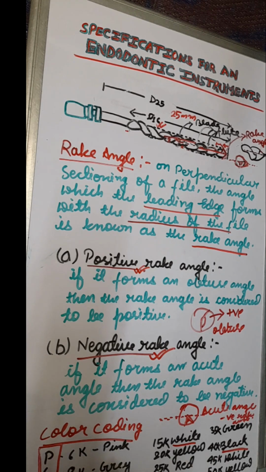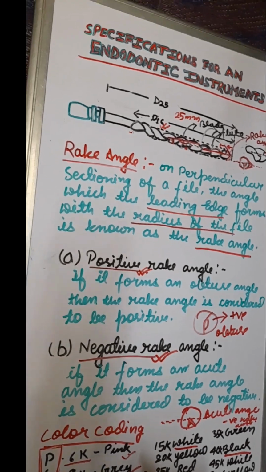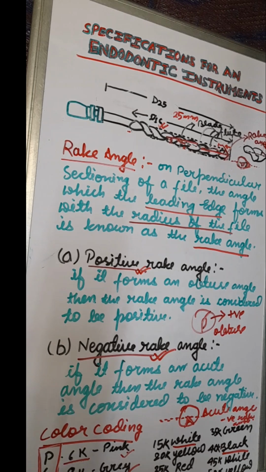Now, the color coding of the instrument. We can remember the color coding as PGP, that is pink, grey, purple. Pink is 6K and the grey is 8K and the purple is 10K, and further white, yellow, red, blue, green, black, and further ranges from white to black, that is 15K, 20K, 25K, 30K, 35K and 40K, and from 45K further it will range as white, yellow, red, blue, green, black.